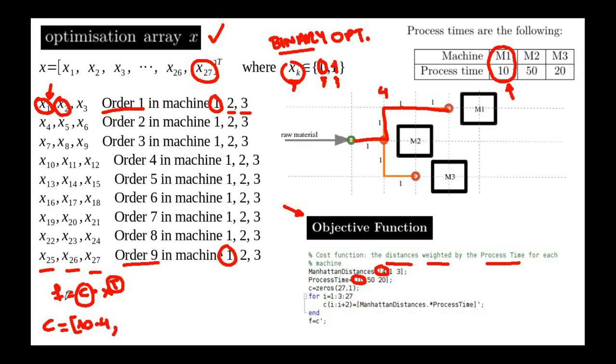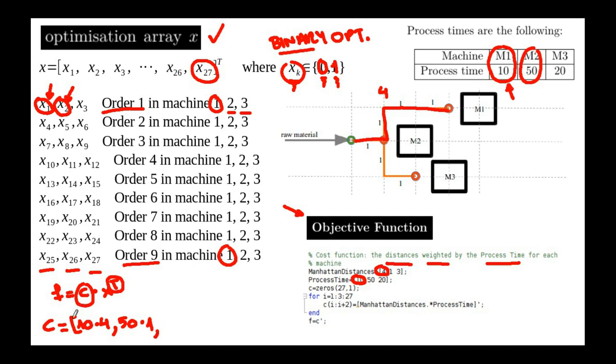What's the second element in C? The second element deals with x2 because it's the coefficient that will be multiplied by x2. This x2 means order 1 in machine number 2. Machine number 2 has a process time of 50. So now it's not a 10, but it's a 50. Multiplied by what? Multiplied by 1, because 1 is the Manhattan distance of machine number 2.